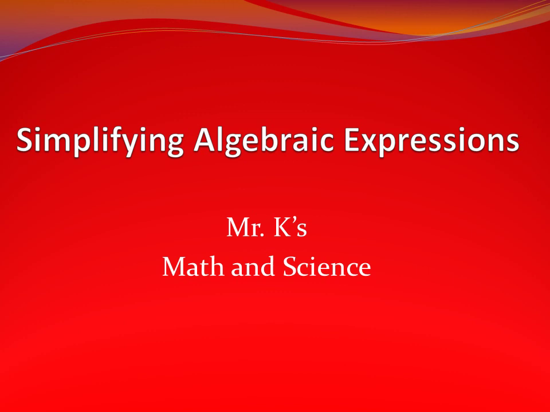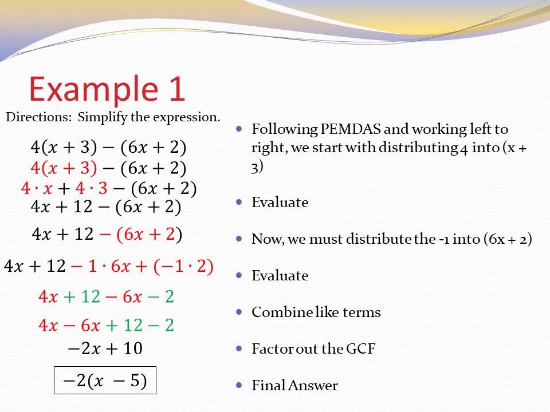Today's video is on simplifying algebraic expressions. So for our first example, the directions say to simplify the expression. The problem is 4 times the quantity x plus 3, minus the quantity 6x plus 2.